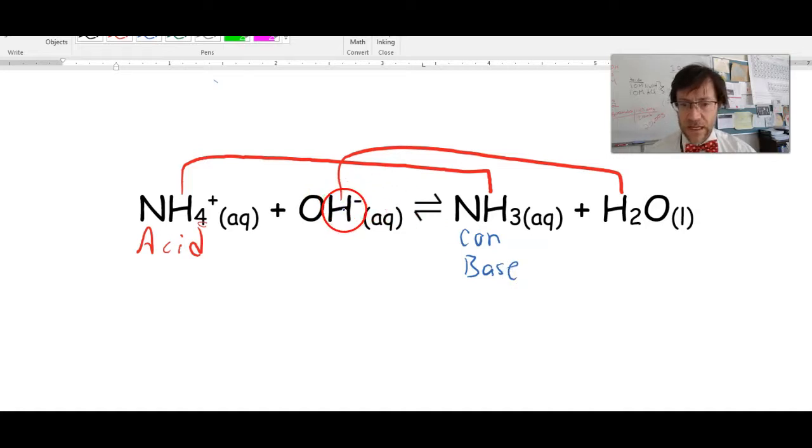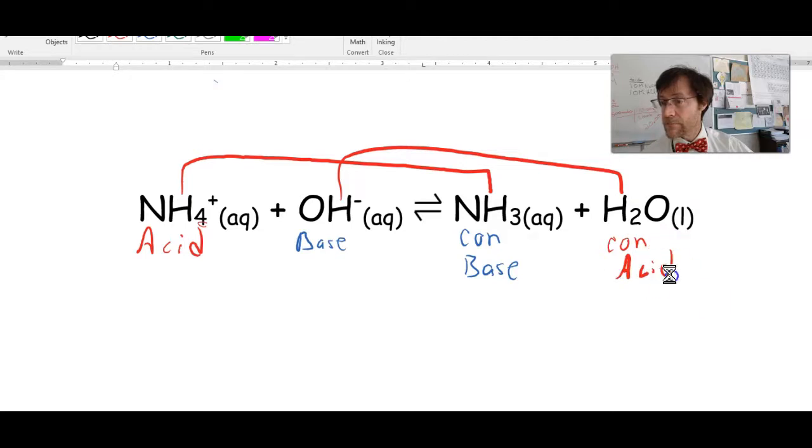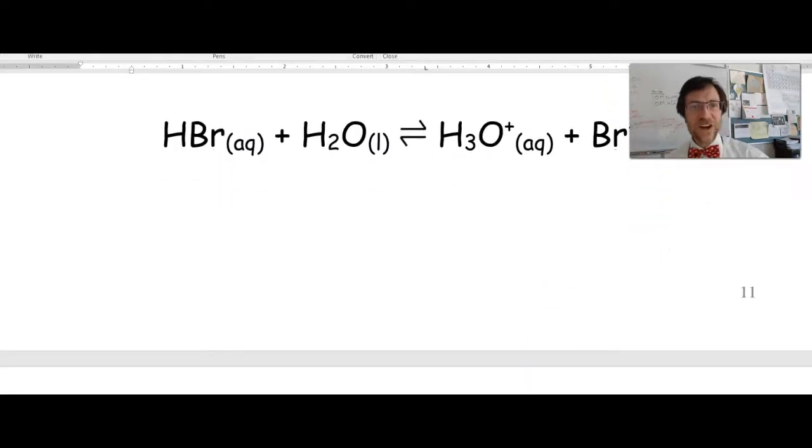And then this stuff right here, it's going from 1 hydrogen to 2 hydrogens. So this stuff is absorbing a hydrogen. So this has to be a base. And if that's a base, then that would make the water, in this case, a conjugate acid. That was easy. I can do that one. I think you can too. I ain't scared for you. Let's try another one, just in case.